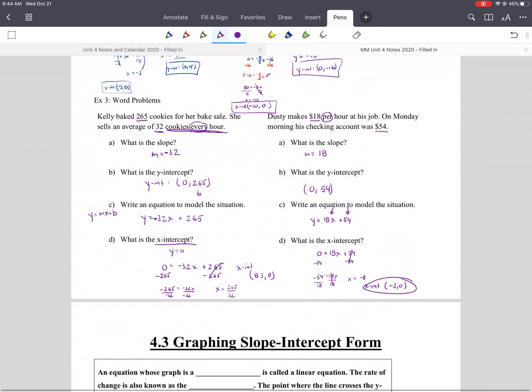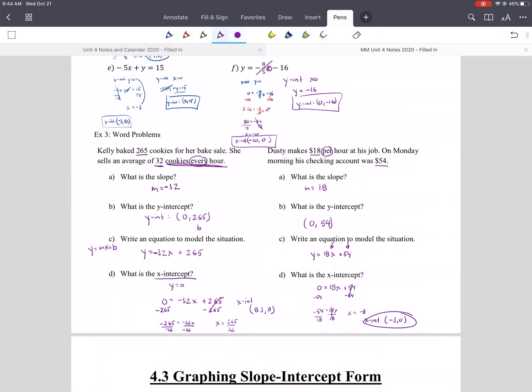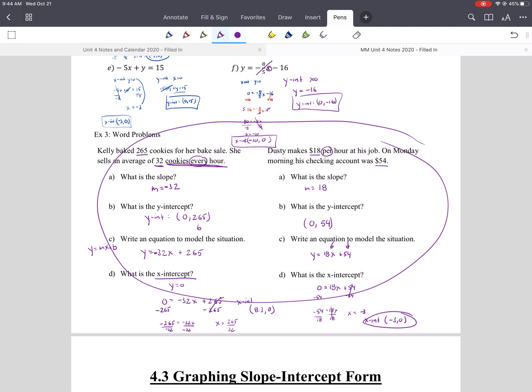All right, hopefully that was all right. Again, we'll be focusing a lot more on the word problems in 4.4.